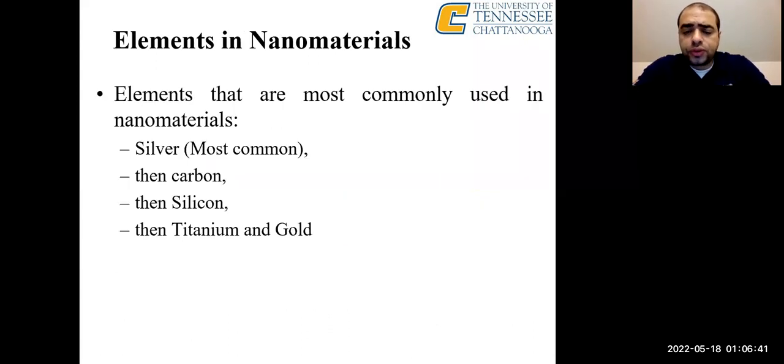Elements in nanomaterials. Some of the most commonly used elements, for example, are silver. Silver is very commonly used, followed by carbon and silicon, and then titanium and gold. So these are very commonly used elements in nanomaterials.